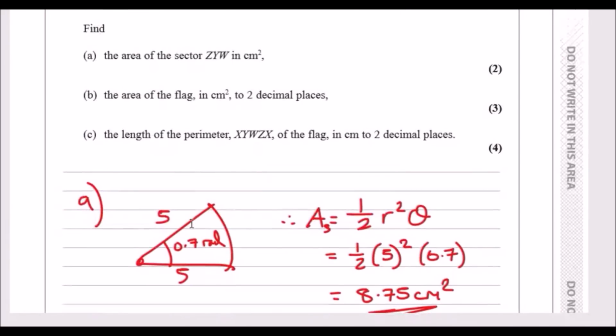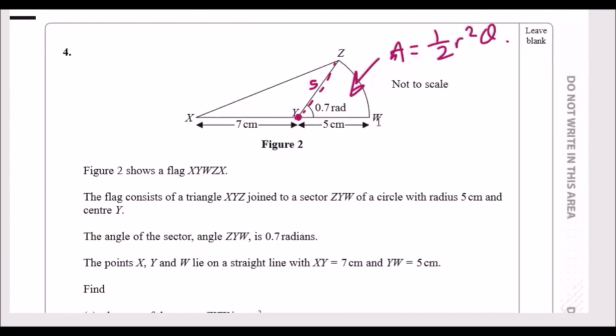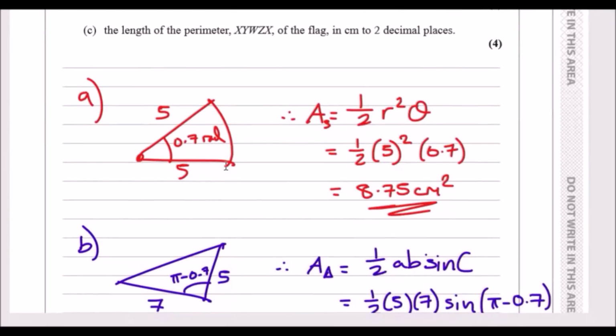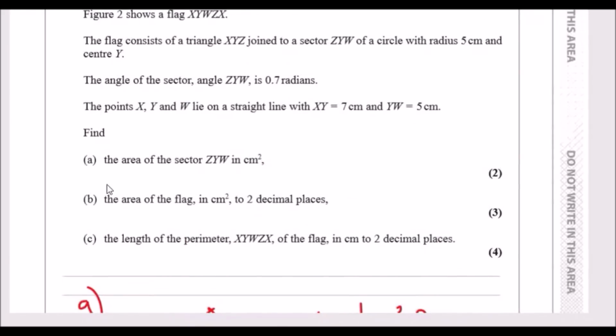And looking over here, it's always good to redraw the sector and just label the necessary parts, with this point here being the center. So we've got the radius, which is 5, the angle, which is 0.7 radians, so theta is 0.7. Smash this in your calculator and you should get 8.75. Very easy. Next one, find the area of the flag to two decimal places.